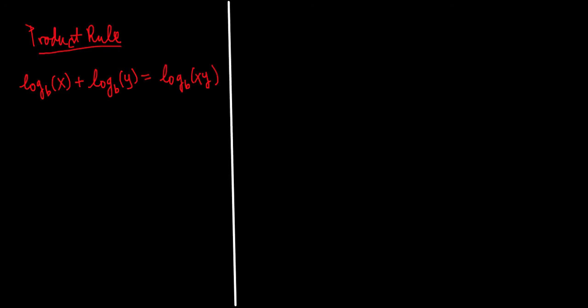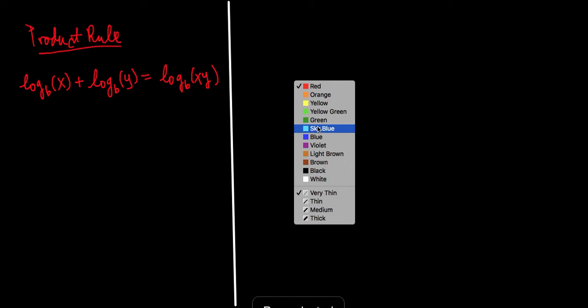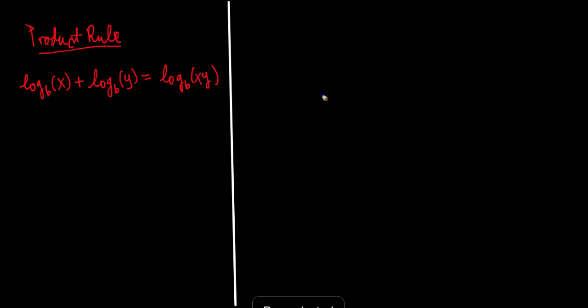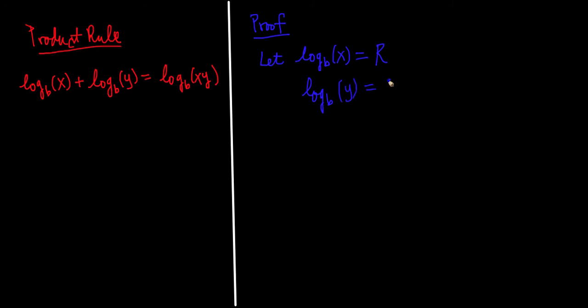Okay, so I will draw a line here, and let me do a nice proof of this, just so that you get a sense of where we're going with this, and this is not just something completely weird and random. So proof of the product rule, and I'm going to define quite a few variables here. So let log base b of x equal some number, some value, let's call it big R, and log base b of y be equal to some other number, let's call it s.